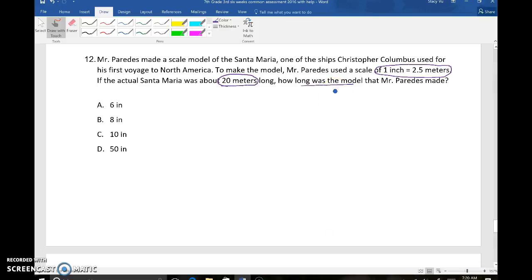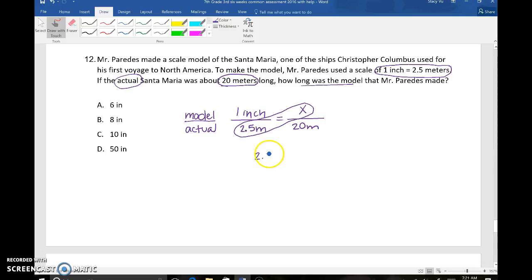All right, so we know that we're going to do model over actual. So model over actual. It tells us the scale is 1 inch equals 2.5 meters. And it's saying the actual, so actual, I know goes on the bottom, was about 20 meters. Keep meters together. What was the model? All right, so we have that. We're going to go ahead and do our cross product. So 2.5x equals 1 times 20 is 20. Divide both sides by 2.5 and we'll find x.